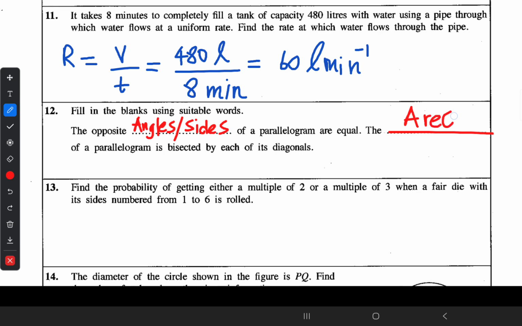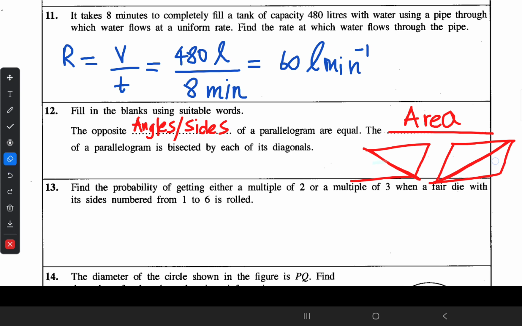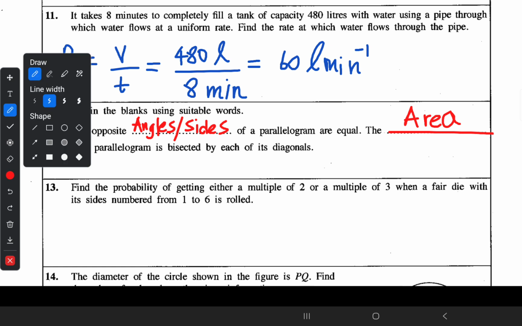Area of the parallelogram. So when you draw this diagonal, this one also will bisect the total area. Both are suitable. Both diagonals will bisect the total area. So that blank should be filled with area.